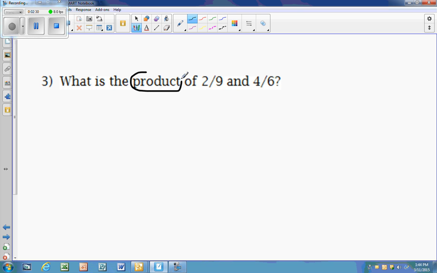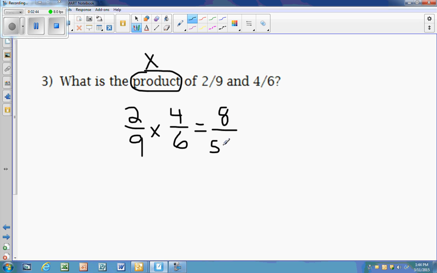Next it says, what is the product of 2/9 and 4/6? Once again, product tells me to multiply. So I have 2/9 times 4/6. And when I do that, I end up with 8/54, which I can't leave. It's 2 even numbers, so I need to simplify it. 8 divided by 2 is 4, and 54 divided by 2 is 27. So I end up with 4/27.